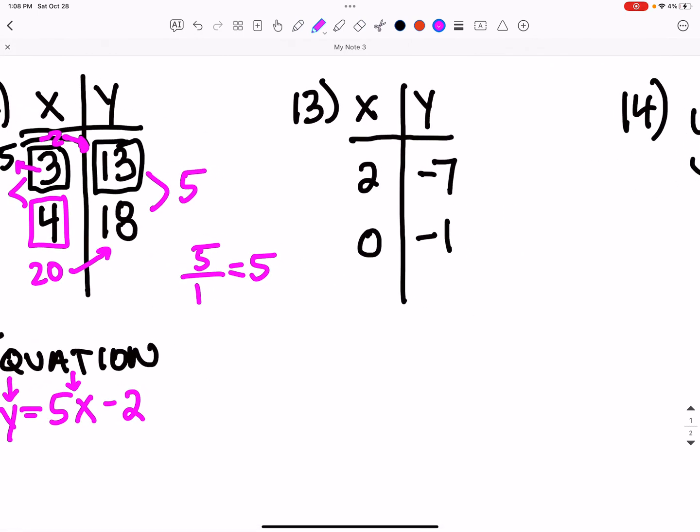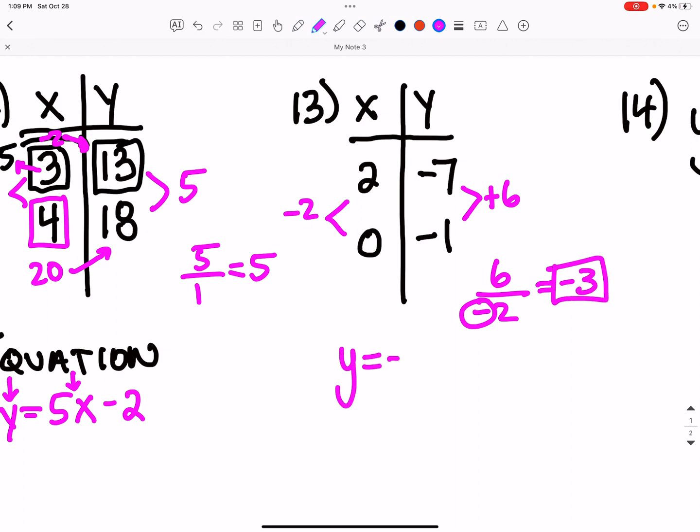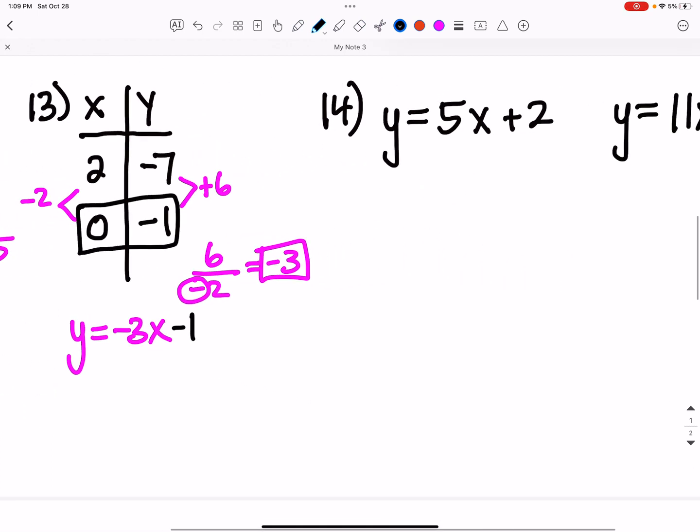13, be careful. This was +6. This was getting 6 bigger. I try to give you guys that hint in the class. And this is down 2. Up 6, backwards 2. There's a negative that doesn't get canceled out, and 6 divided by 2 is 3, so -3. Y equals -3x. You don't have to do any math here because I was nice and gave you the blue number, -1. So y equals -3x minus 1.